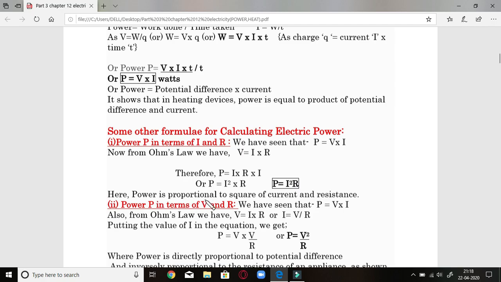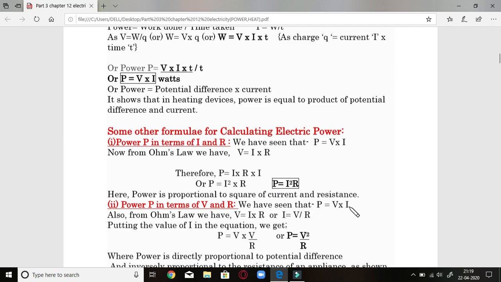So power is proportional to the square of the current and to the resistance. This means whatsoever current is passed, the square of it will help in making the power up. Similarly, the more the resistance, the more will be the power of the electrical appliance. This is the second formula.